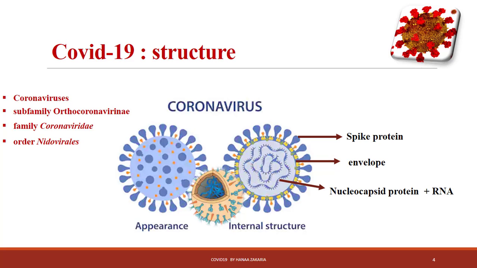In this picture, we see the appearance of the coronavirus and the internal structure. In the internal structure of the coronavirus, there is an enveloped virus with a positive-sense single-strand RNA genome, with an envelope and spike protein.